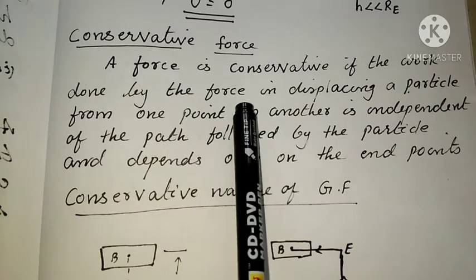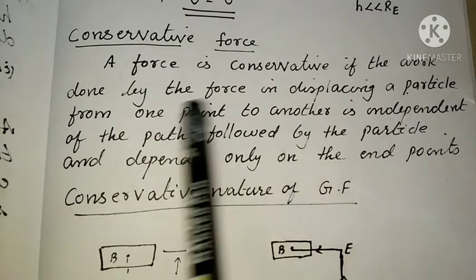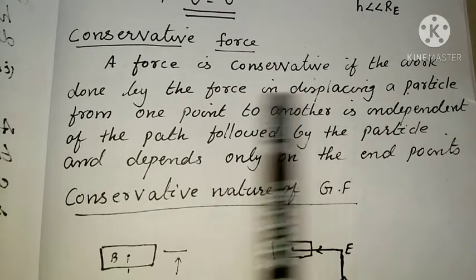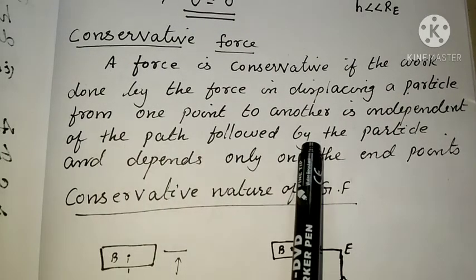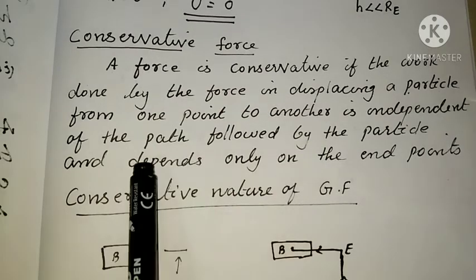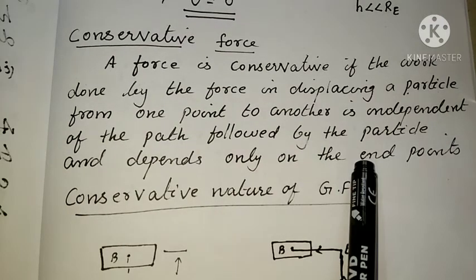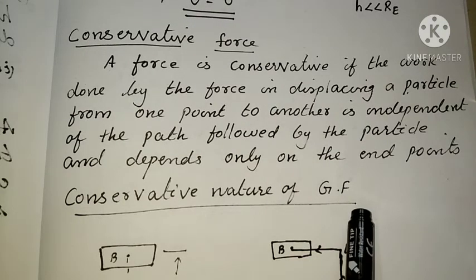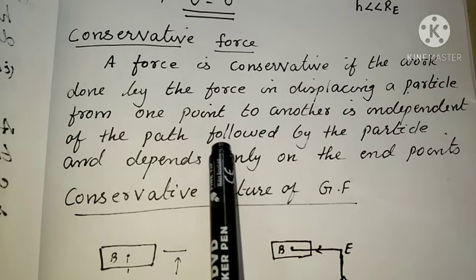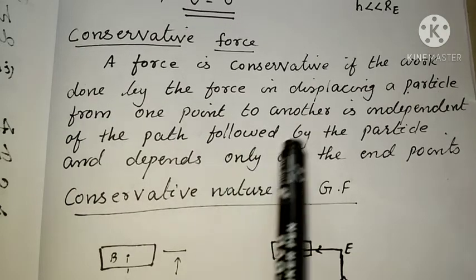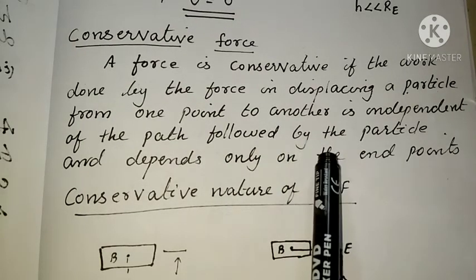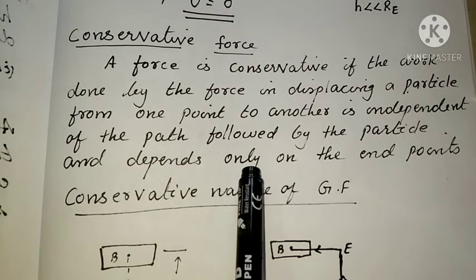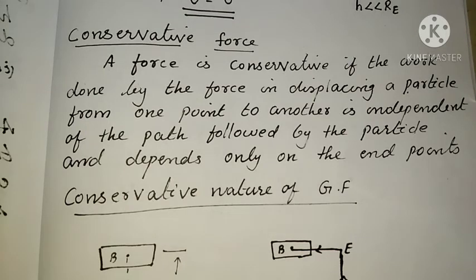A force is conservative if the work done by the force in displacing a particle from one point to another is independent of the path followed by the particle and depends only on the endpoints. That is, a force is said to be conservative when the work done by the force in displacing the particle is independent of the path, but depends only on the endpoints.